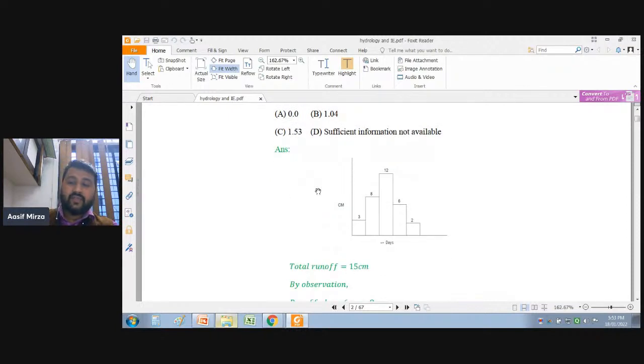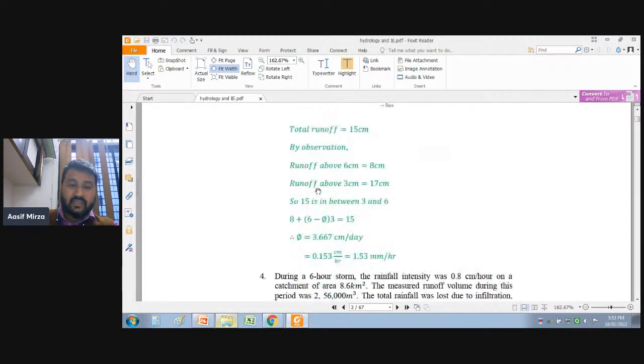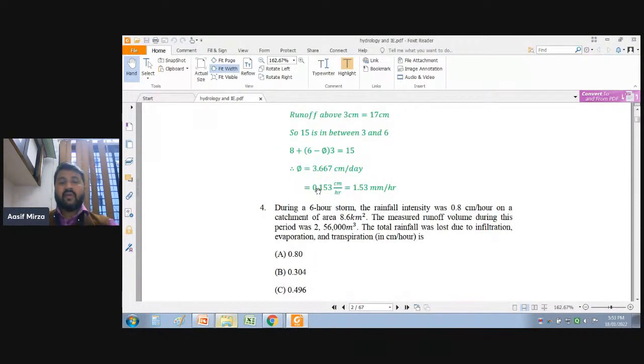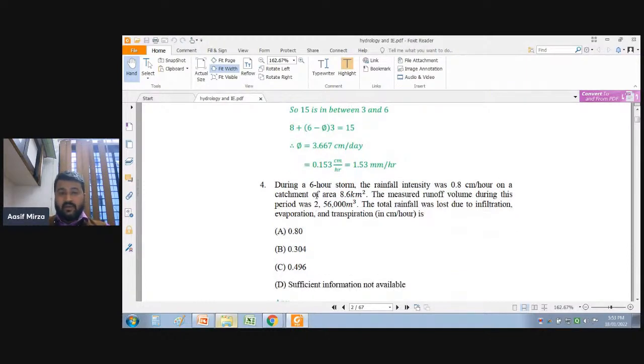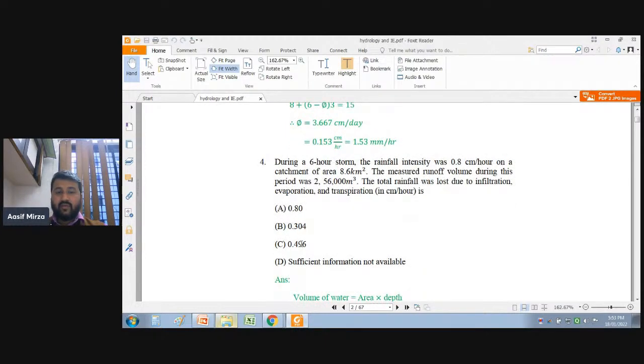So this kind of question is normally asked in the GATE examination, which we have covered in the theory as well. Now, during a 6 hour storm, the rainfall intensity was 0.8 centimeter per hour on a catchment of the area 8.6 kilometer square. The measured runoff volume during this period was 2 lakh 56,000 meter cube. The total rainfall was lost due to infiltration, evaporation, and transpiration. So these three things we have to calculate.